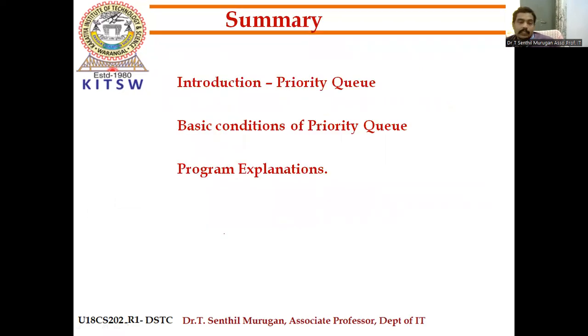So now we are at the end of this lecture. We discussed what a priority queue is, an introduction to the priority queue, and how we choose the priority. In real-time applications, how priority is given, we discussed. In the basic conditions of the priority queue, we checked that each element is created with a priority, and how highest priority deletion is possible. Then what happens if it is in sorted order and if it is in unsorted order. Finally, we discussed the program.